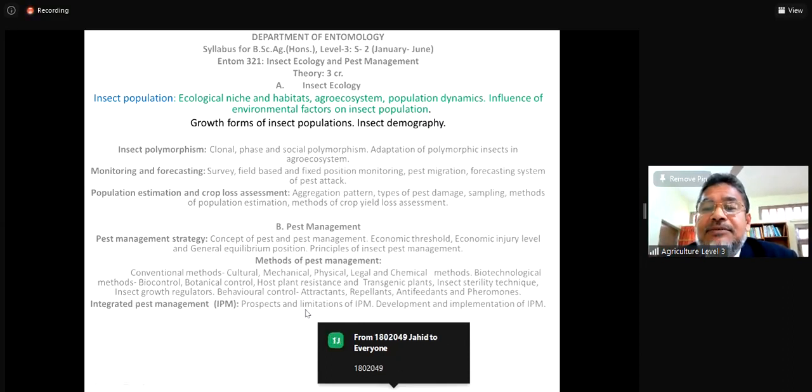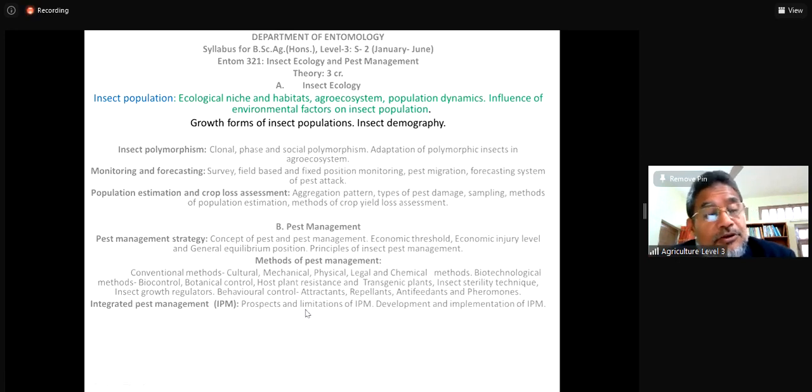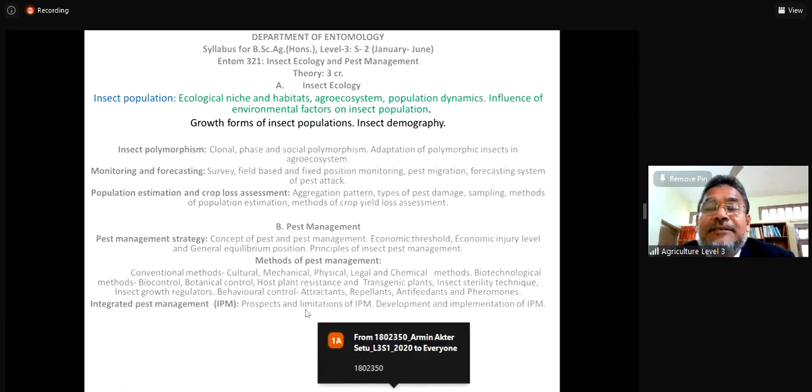There are hundreds and thousands of insects around us. We have seen many insects in the second year class, and you have identified them. You already know what insects are. There are 6 legs. If any animal possesses 6 legs, you will call that animal an insect. Although you have studied identification of insects and some physiology of insects, this year you will study insect ecology and pest management.